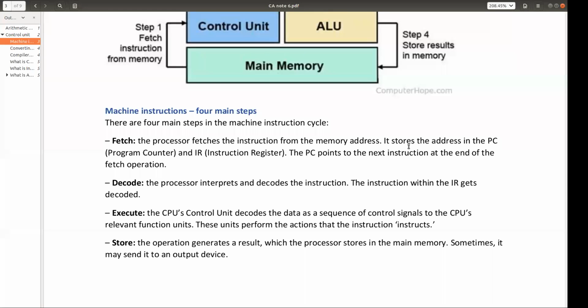So a short question can come: what is the program counter? The program counter holds the address of the next instruction that the CPU will execute.